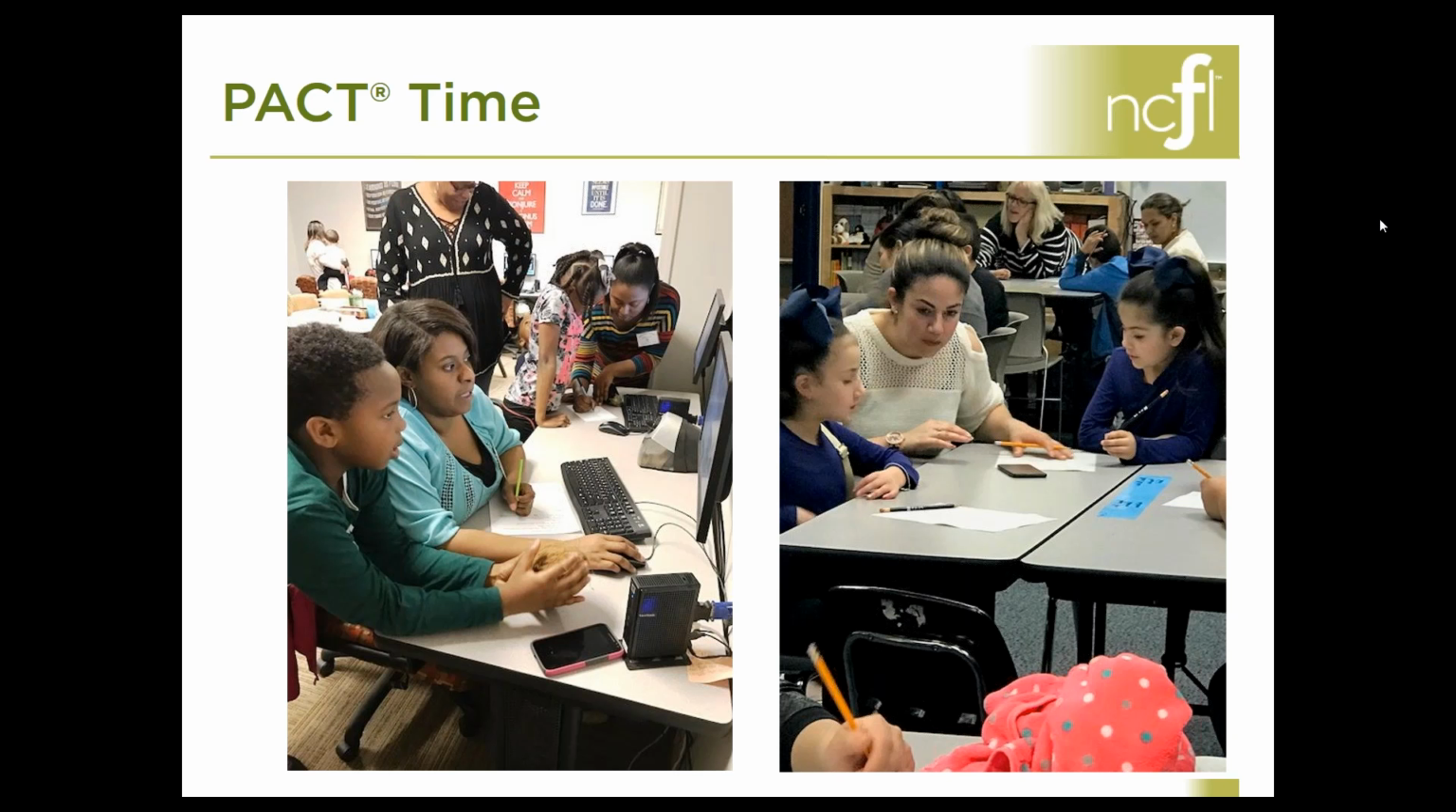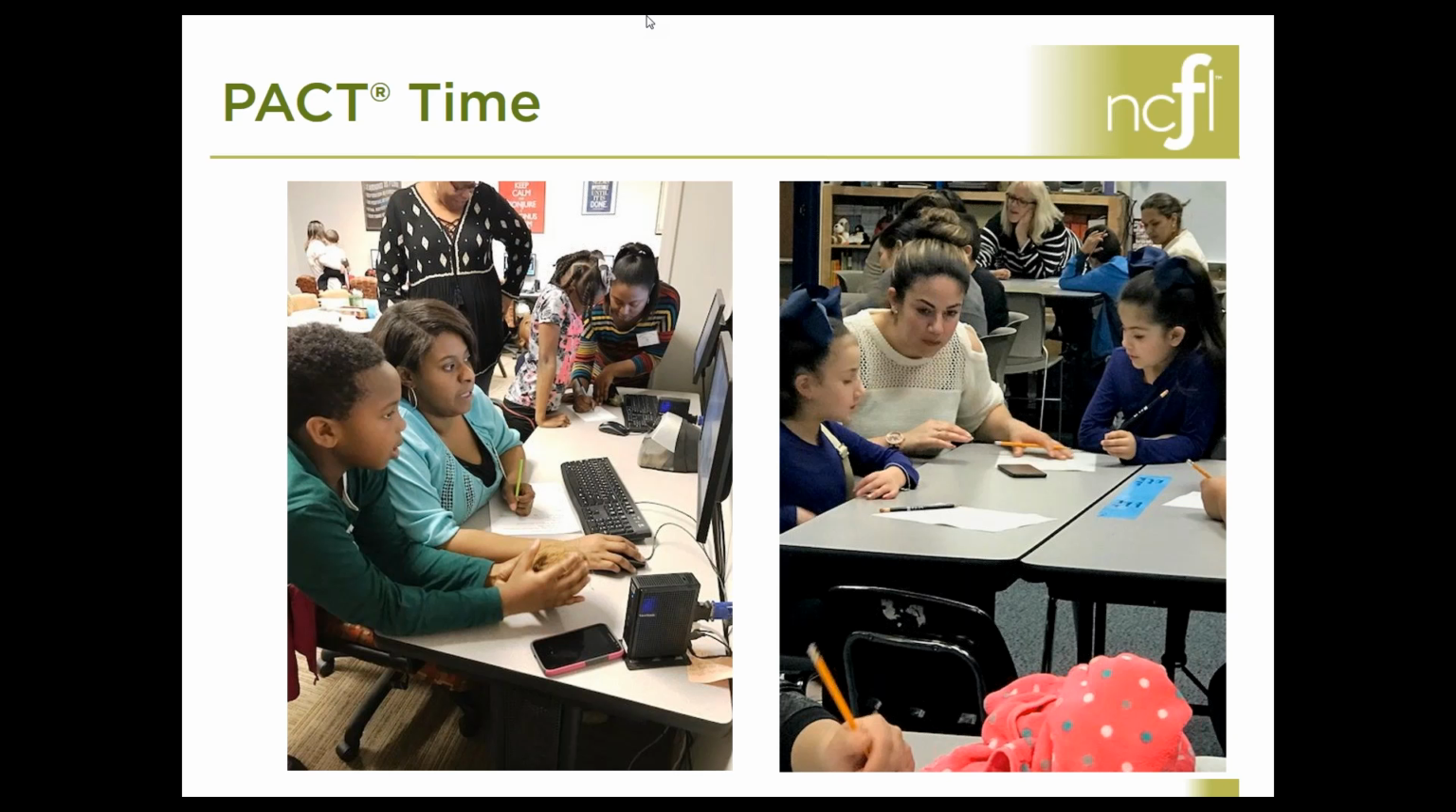All right, so now we're going to take a quick look at PACT Time. PACT Time, again, stands for Parent and Child Together Time. And it's an opportunity for families to work together, either towards building a specific skill, but always taking the child's lead. So on the left picture, we see a family that's working together, building computer skills. The child here, it looks like, is the expert and is teaching their mother how to use a specific function on the computer.